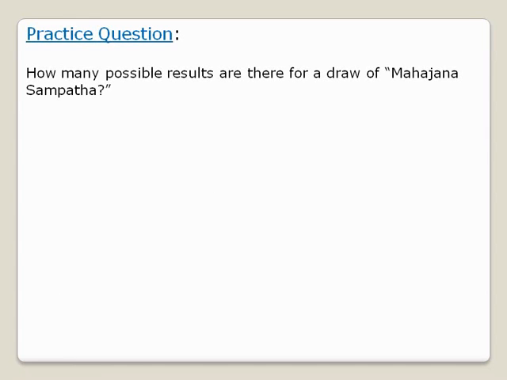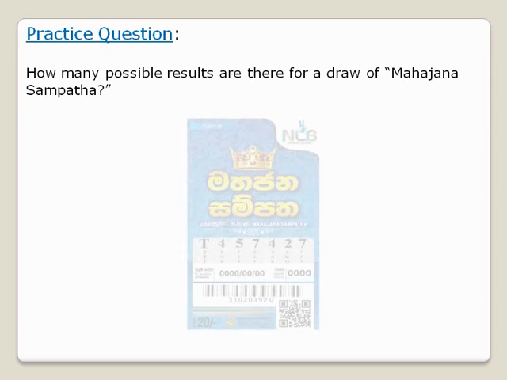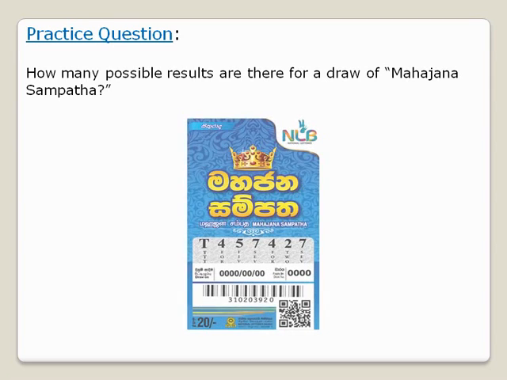Here is a practice question. How many possible results are there for a draw of Mahajana Sampatha? Here is a sample of the Mahajana Sampatha draw ticket. It contains 6 digits and 1 letter in front of it. Can you find the total number of results that are possible in such a draw of Mahajana Sampatha?